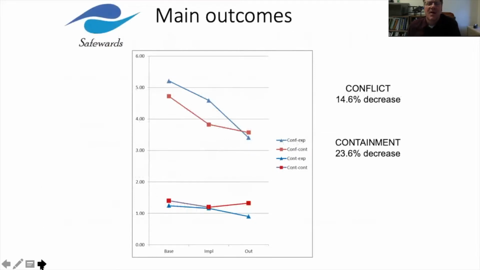So this is a little hard to interpret, but the blue line represents the experimental condition, and this is over a large number of hospitals in England that participated in the Safewards trial. Essentially conflict was reduced almost 15% in the experimental hospitals who were using Safewards. It also went down in the control unit, but not as much. And also containment was reduced to a larger degree, nearly a 24% reduction. So if we use these strategies and think this way, we're likely to make progress in reducing violence and containment.